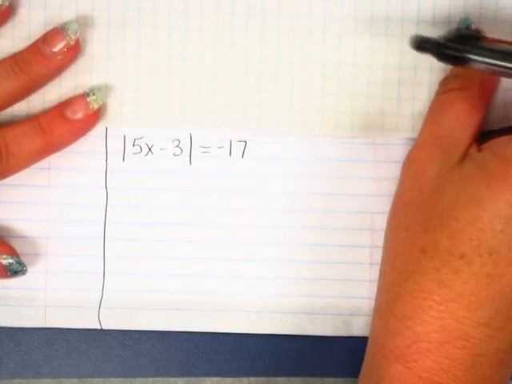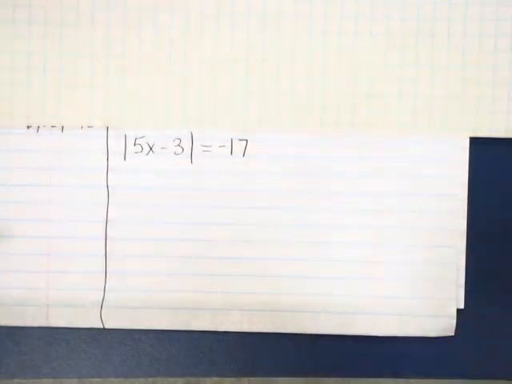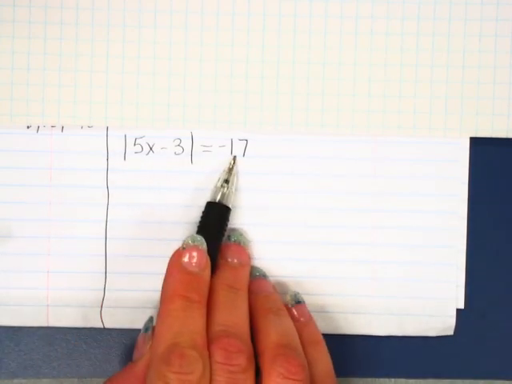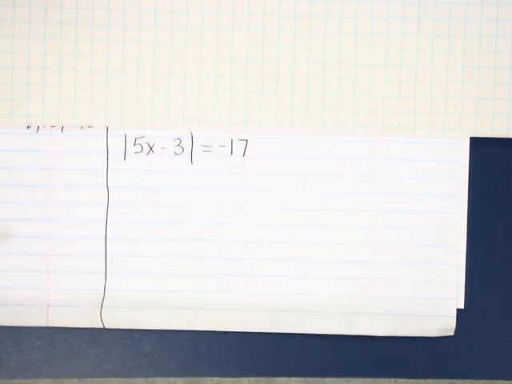Okay. When you're looking at this equation, you need to stop and think about it for a minute. So it says the absolute value of 5x minus 3 equals negative 17. Is there any way that that answer could be true? Think about it for a moment.